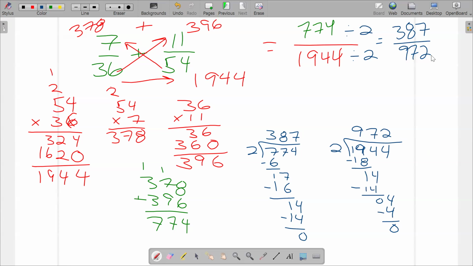Is that reduced? I don't know. The top isn't even, so I can't divide by 2 again. Could I divide by 3? You remember the trick for checking to see if 3 goes into a number? You add up the digits. So if I take 3 plus 8 plus 7, that's 3 and 8 is 11 plus 7 is 18. Yeah, 3 goes into 18, so 3 should go into that. And then 9 plus 7 is 16, 17, 18. 3 goes into that too. Yeah, so next I would divide by 3.